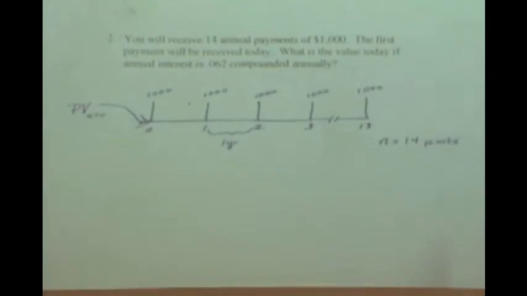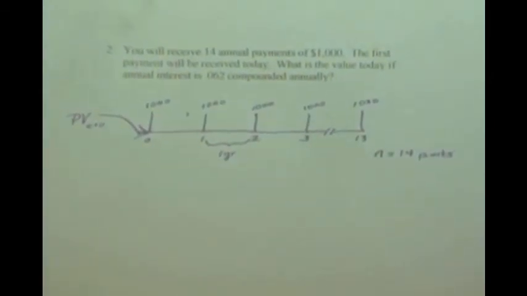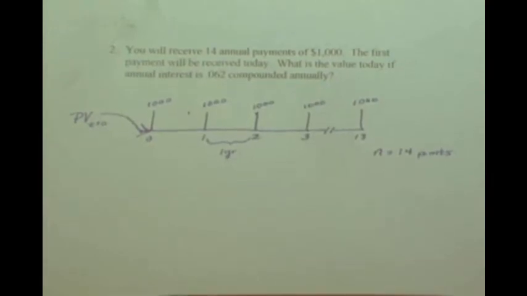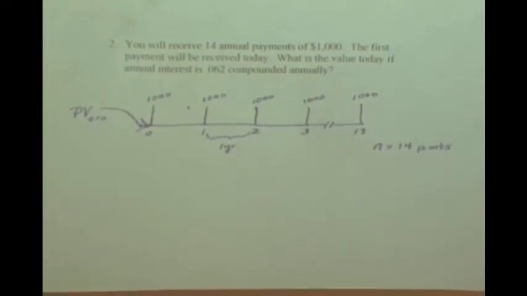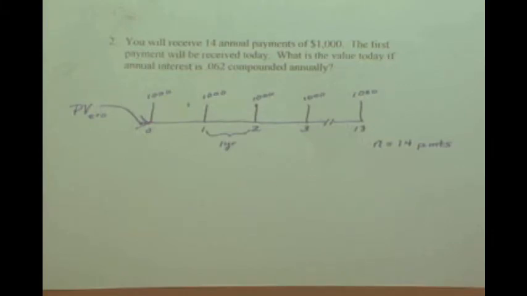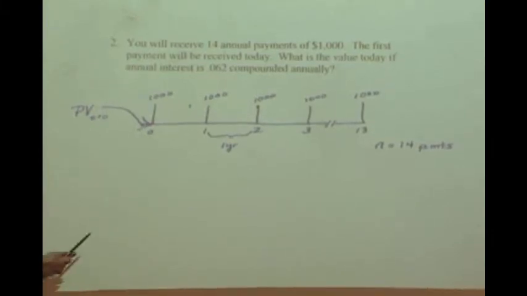This next problem is essentially the same problem, but with one slight change. This time we receive 14 annual payments of $1,000, but the first payment is received today. Again, the interest rate is 0.062, compounded annually. It fits the time between payments.